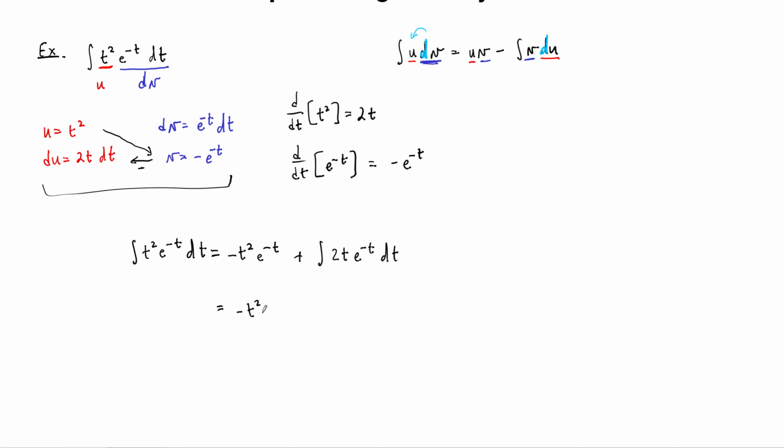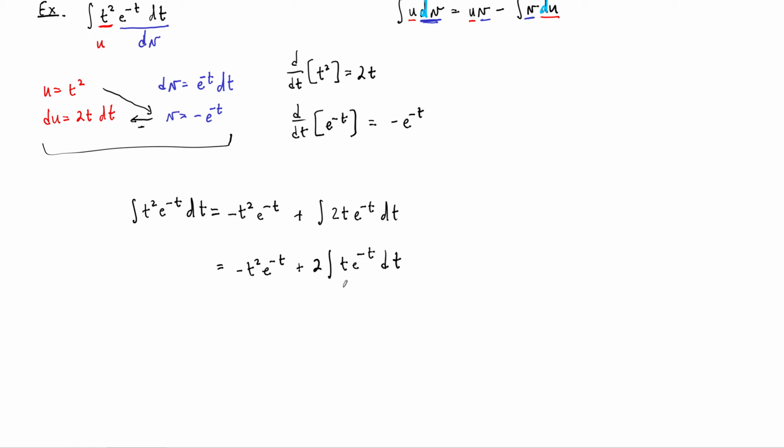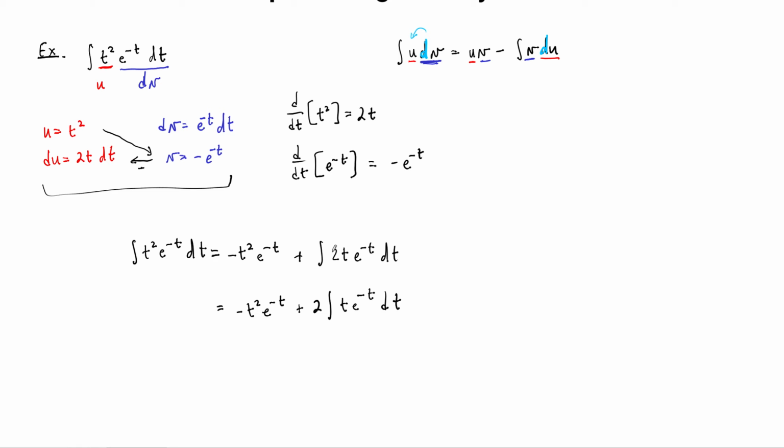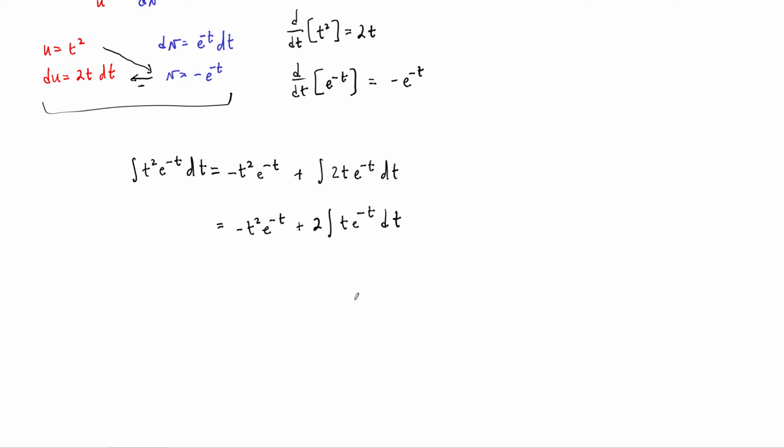We've got minus t squared e to the minus t plus, that 2 can come out, right? So plus 2 integral t e to the minus t dt. And notice that we still have an integral here, right? But it is better. We've reduced the power of t by a power of 1. And so now we just have to repeat the whole process. And we've already talked it through, and it's going to be the same situation, right?